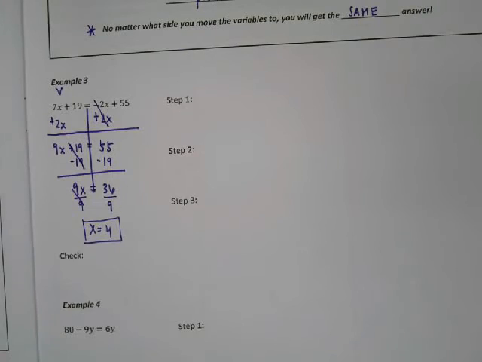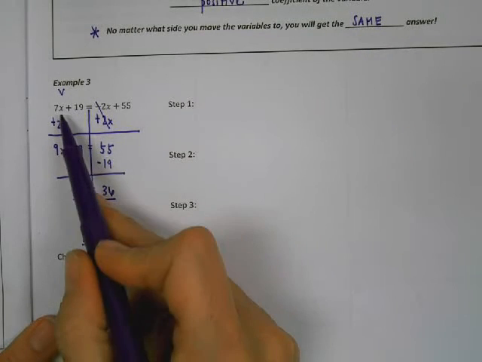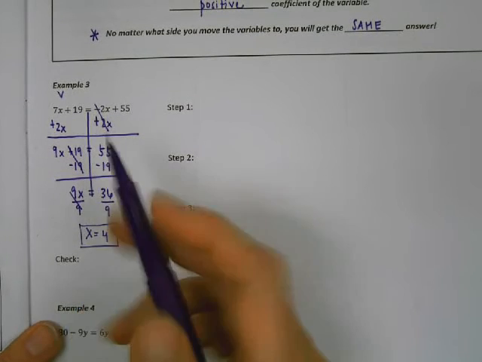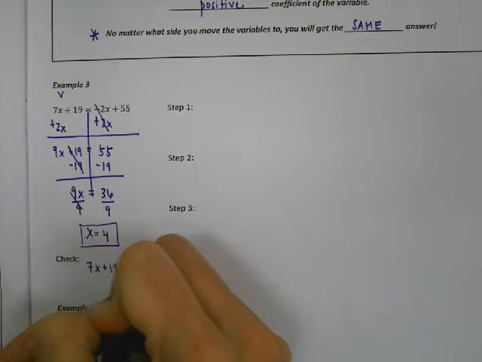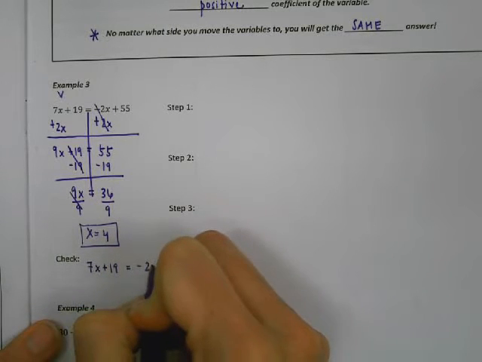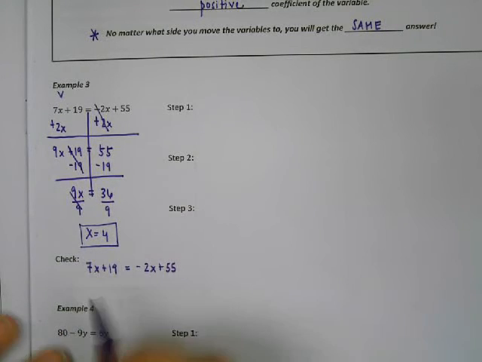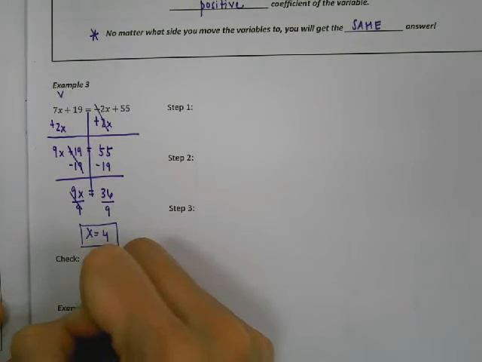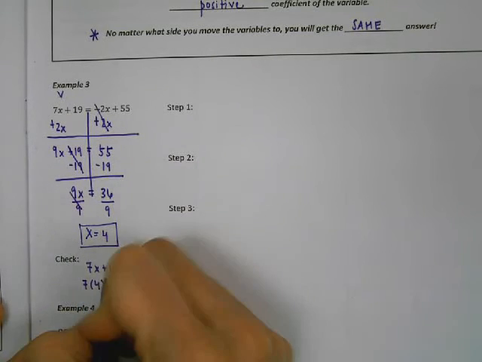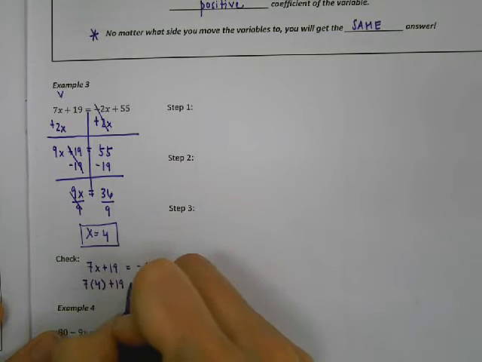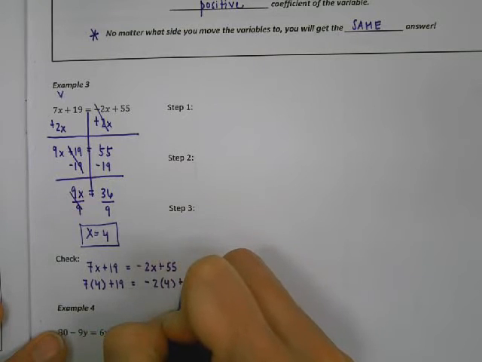Now, something I haven't been doing but probably should is my check step here. So now I actually need to check. I have an x to fill in on both sides. So what I need to check, here's my original equation, 7x plus 19 equals -2x plus 55. So let's go ahead and substitute 4 and make sure both sides are equal. So again, x gets replaced with 4 on this left side. And now I have to replace it on the right side.